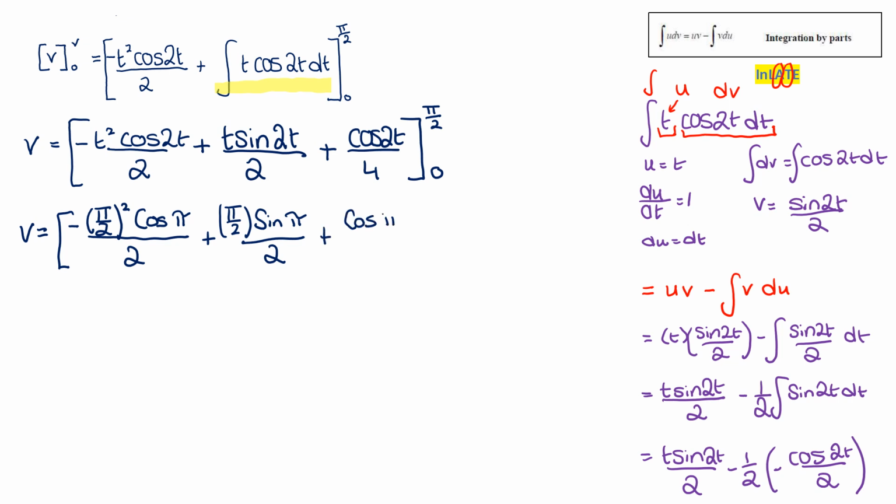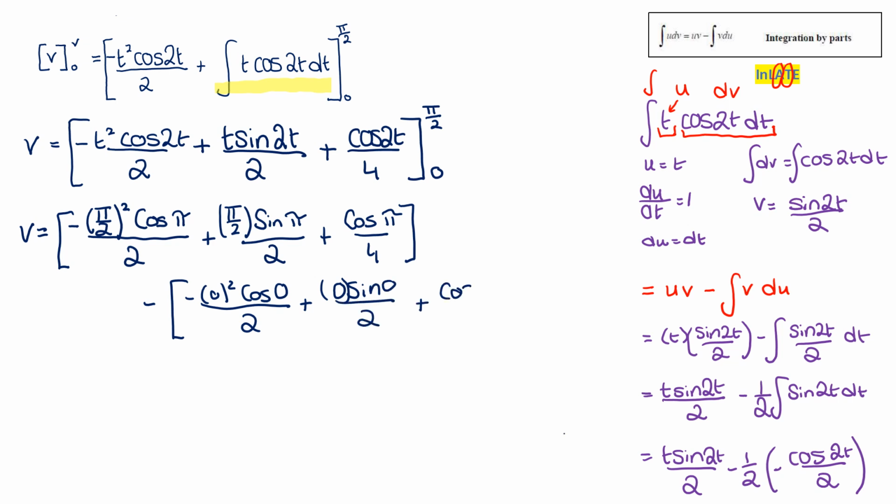Cos pi over 4. And then we're going to subtract minus 0 squared cos 0 over 2 plus 0 sine 0 over 2. And then we have cos 0 over 4. Be so careful: subbing in a 0 does not always get us a 0. Here, that disappears because we're multiplying by a 0. However, the cos of 0 is 1, so we get a quarter there.